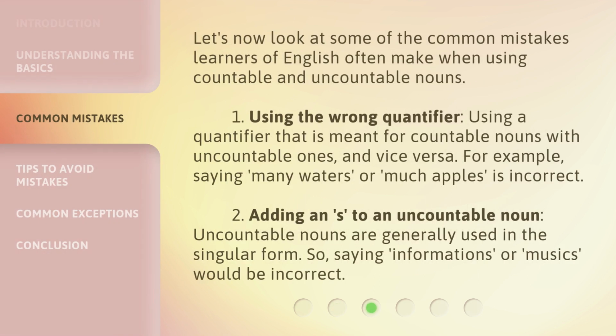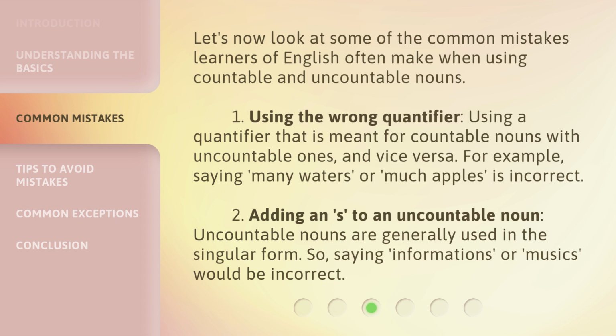Let's now look at some of the common mistakes learners of English often make when using countable and uncountable nouns. 1. Using the wrong quantifier. Using a quantifier that is meant for countable nouns with uncountable ones, and vice versa. For example, saying many waters or much apples is incorrect.